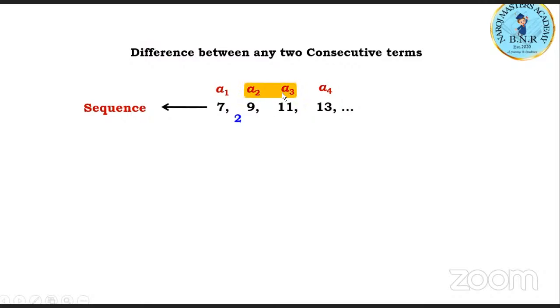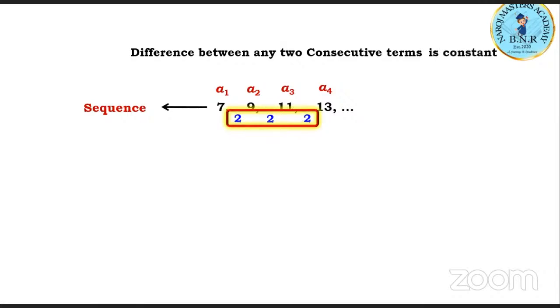Next two differences. A3 minus A2 is how much? 11 minus 9 is 2. So the difference is 2. And again, the next two numbers, A4 minus A3. What is the difference, 13 minus 11? 2, sir. Very good. So if you see here, the difference throughout the series is constant.